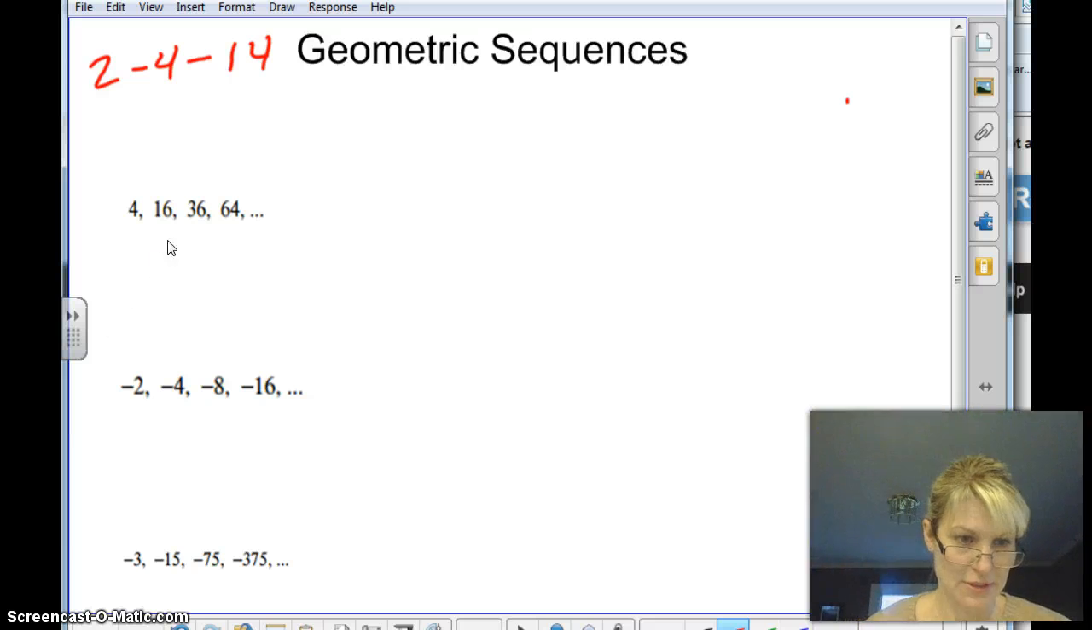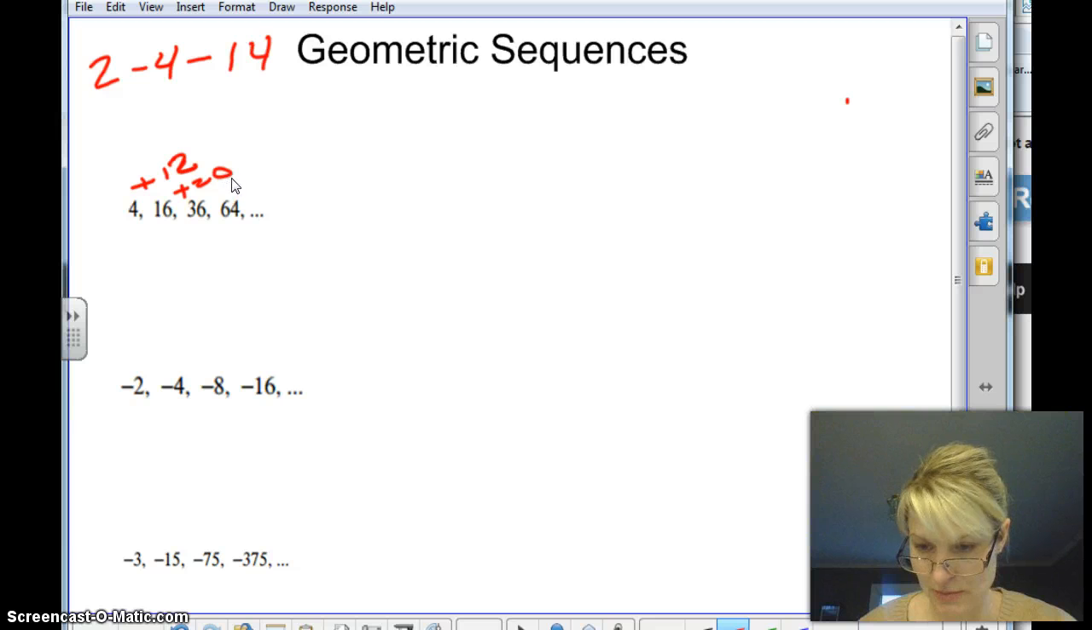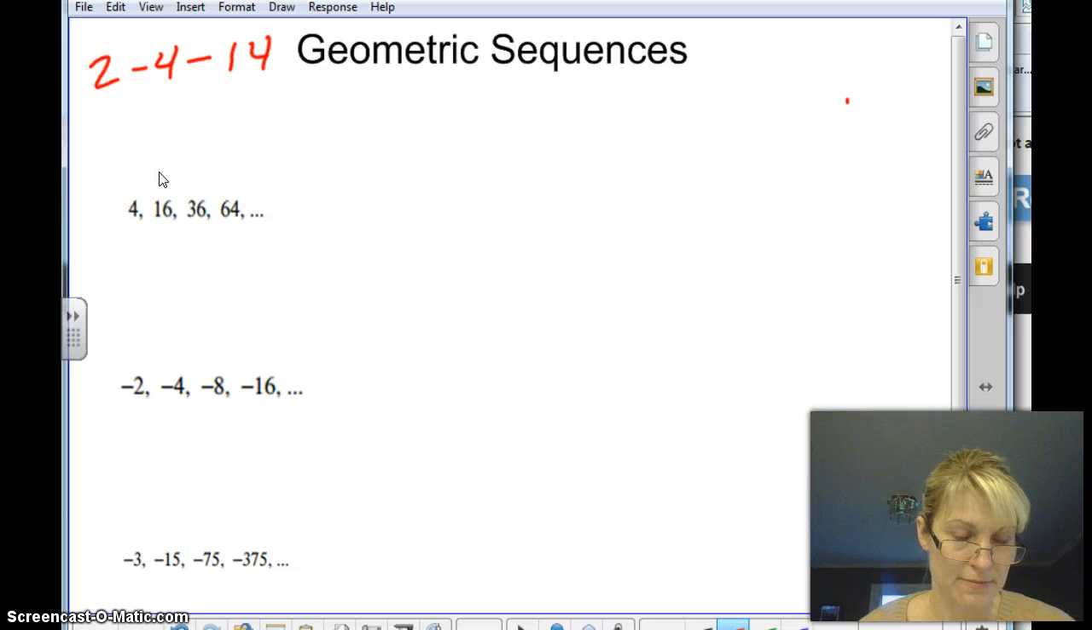Looking at our first example here, if this was arithmetic, it should be adding or subtracting the same number. I know 4 plus 12 would give me 16. So 16 plus what number would give you 36? That would be 20. So clearly 12 is not being added each time, so we cannot call this an arithmetic sequence. So we look to see if it's geometric.